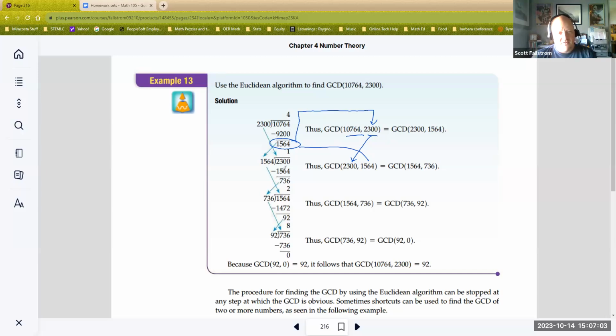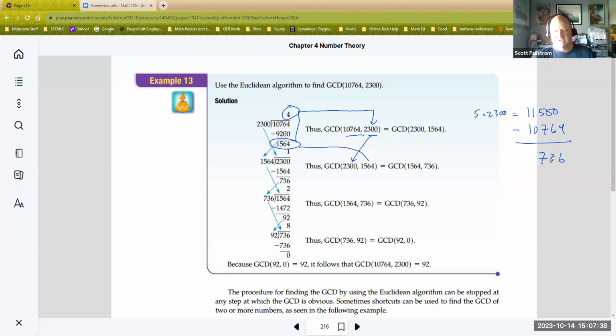Let's see here. Yeah, so here I used 4 groups of 2300. So I'm going to try this with 5 groups of 2300. Okay. So what I get with 5 groups of 2300 is 11,500. And if I subtract 10,764 from that, I get 736. Sorry about that.